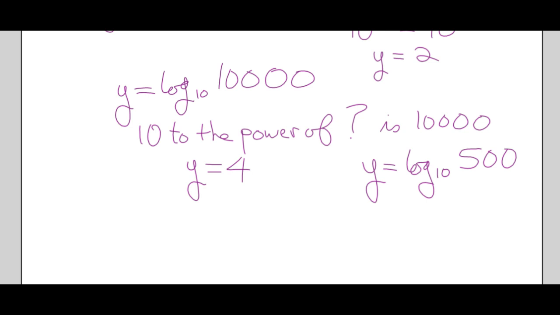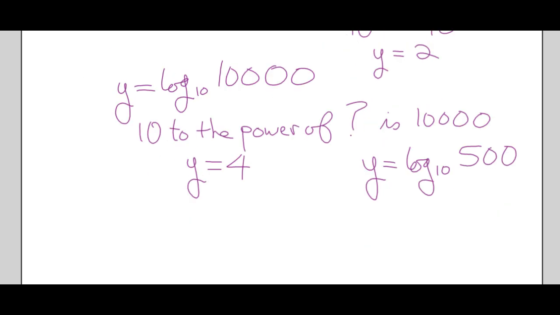All that I can tell you is it's somewhere between 2 and 3, right? Because 10 to the 2 gives me 100, and 10 cubed gives me 1,000. So that value has to be between 2 and 3, but I don't know what it is offhand. Okay? So we will look at how to work that out.